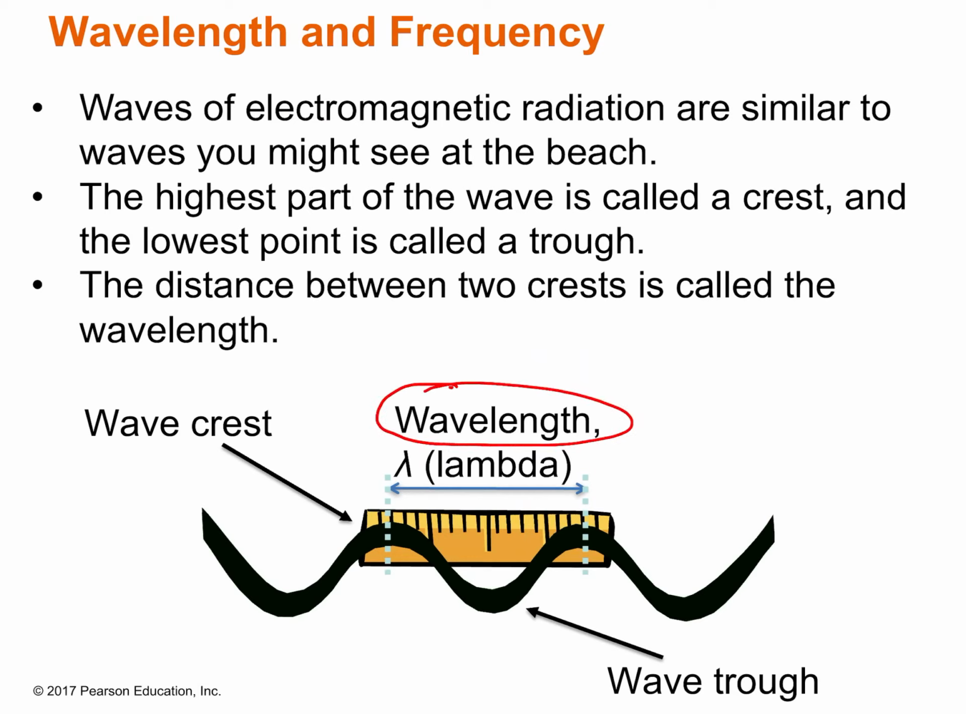And we use the Greek letter lambda to show wavelength. And it's always a distance between two crests, like I said. So two tops of the waves will be the wavelength.